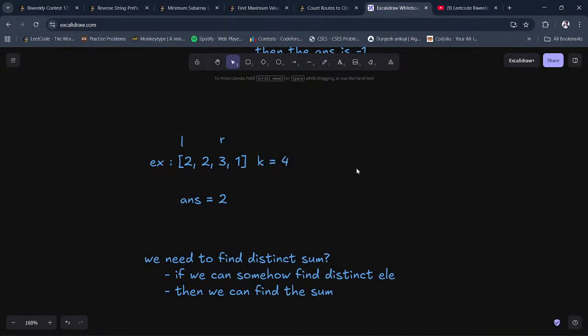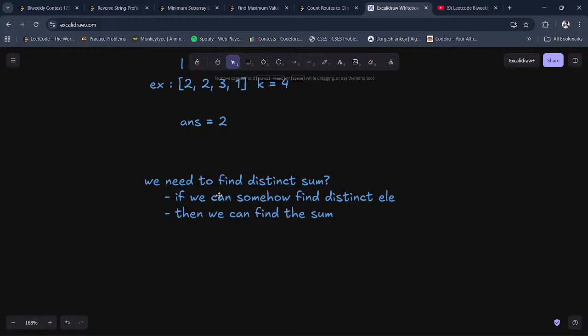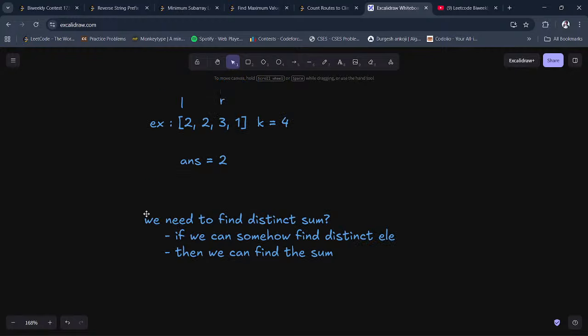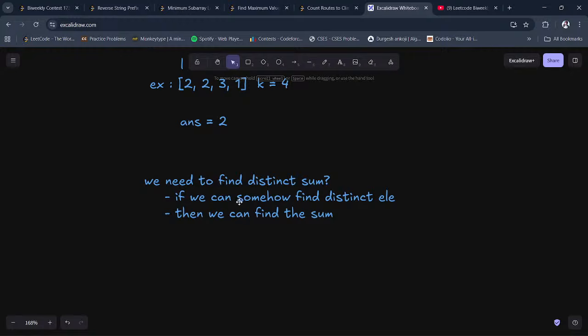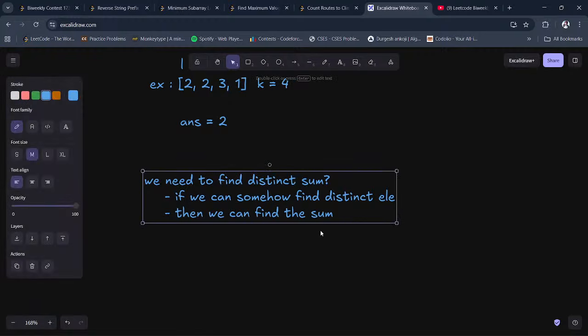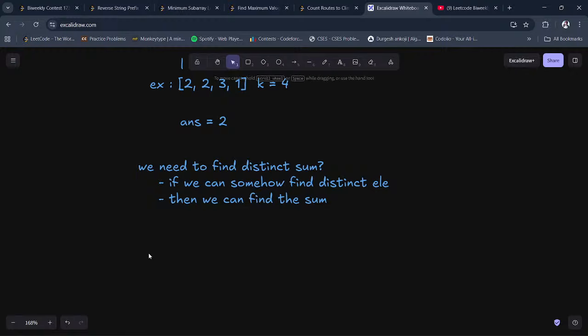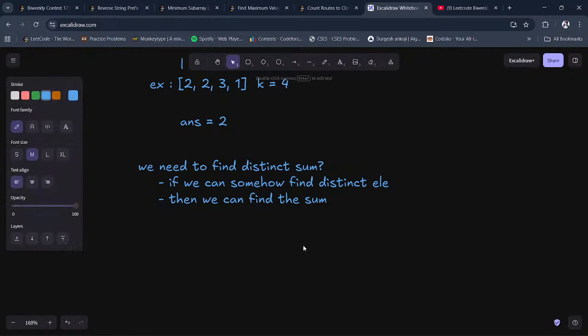So yeah. When we can say, if somehow we can find the distinct sum, then the answer is done. We can find the subarray. But how can we find the distinct sum is the question, right? If we can keep track of distinct elements, then we can find the sum. In LeetCode, there is a famous problem to find distinct elements, unique elements, in subarrays. So I used the same approach.